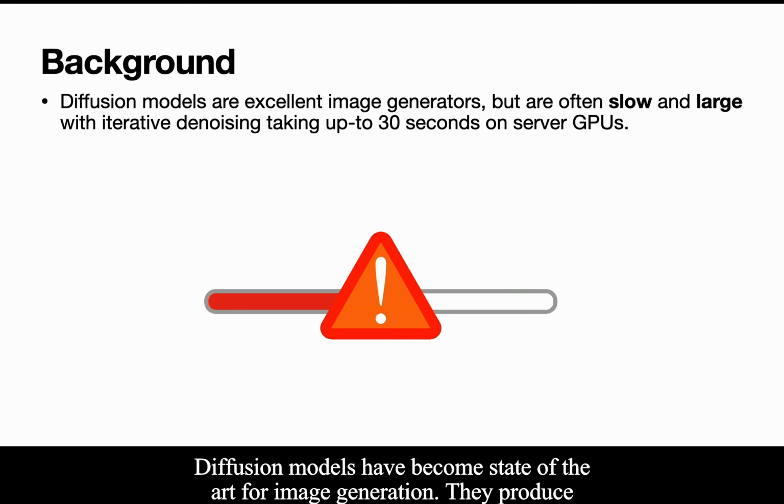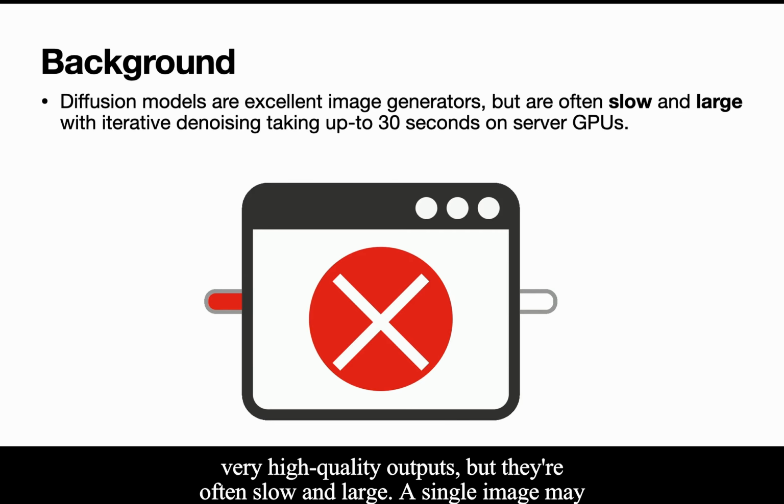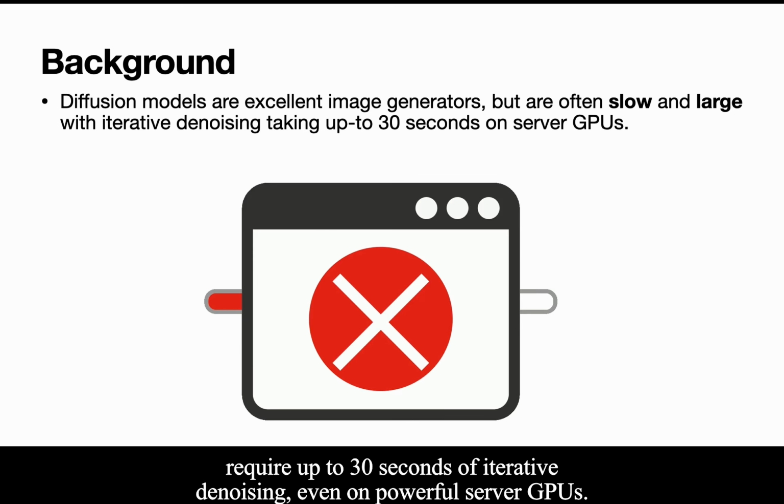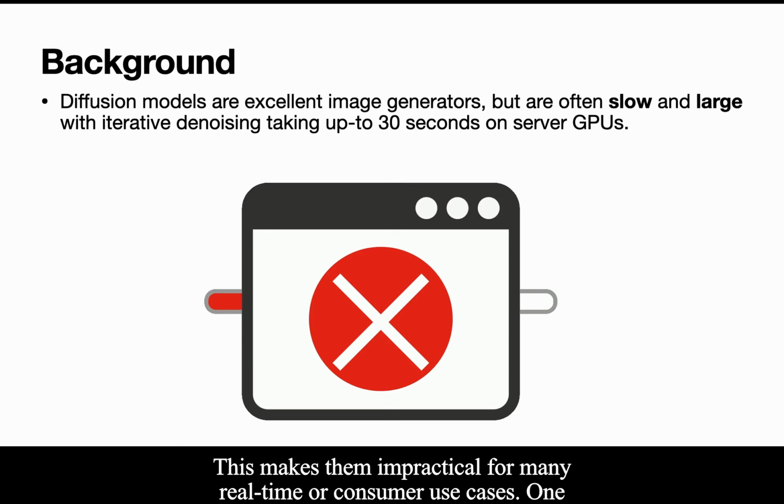Diffusion models have become state-of-the-art for image generation. They produce very high-quality outputs, but they are often slow and large. A single image may require up to 30 seconds of iterative denoising, even on powerful server GPUs. This makes them impractical for many real-time or consumer use cases.